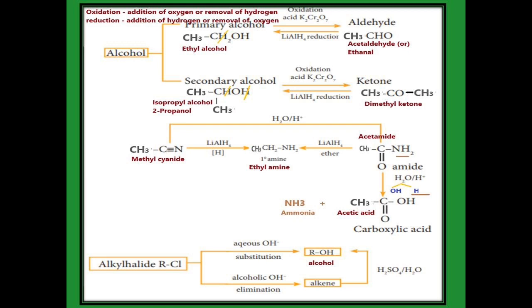Another name is ethanal. Now secondary alcohol, isopropyl alcohol or 2-propanol. It comes under the category of secondary alcohol. It also undergoes an oxidation reaction with acidified potassium dichromate. Here oxidation means removal of hydrogen. I indicated in yellow color that hydrogen is removed, meaning we get a ketone, CH3COCH3.